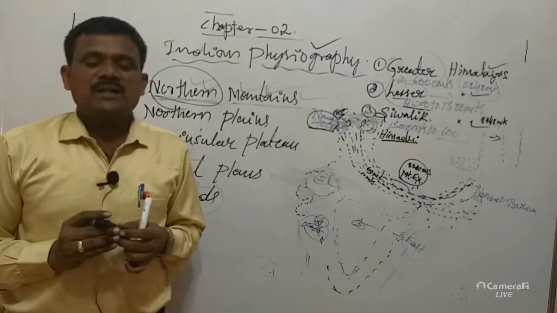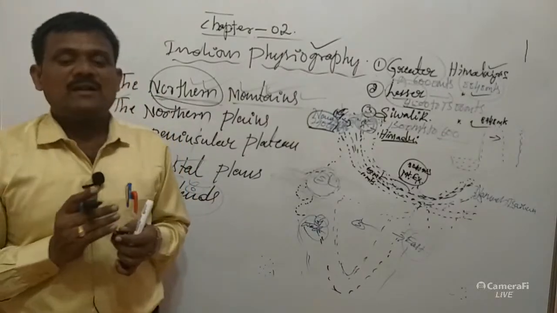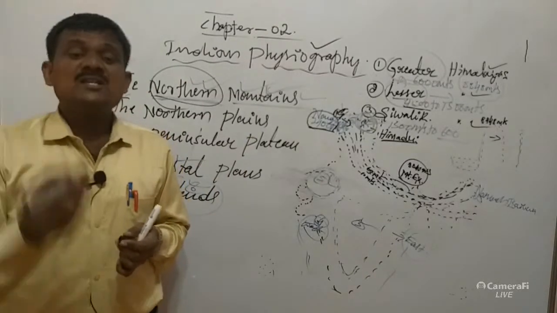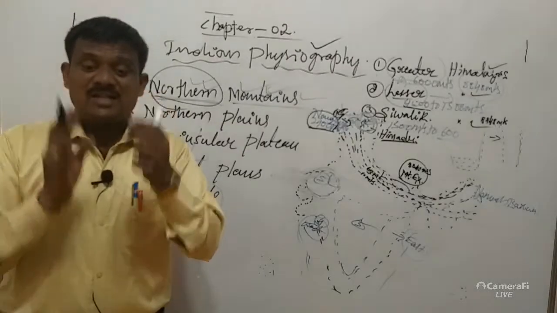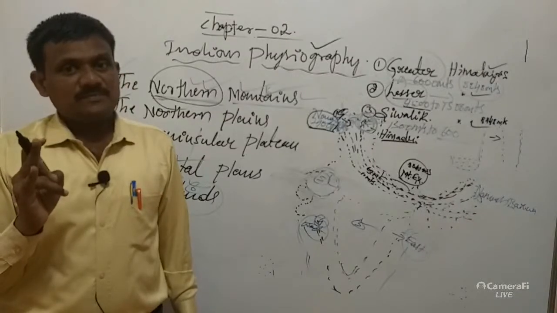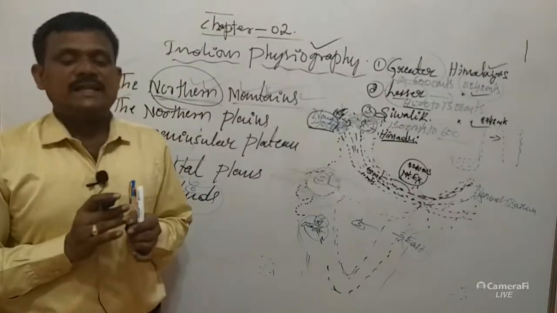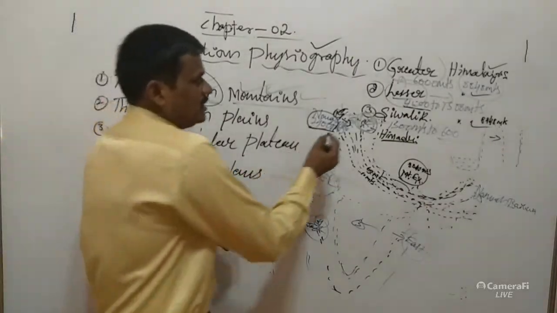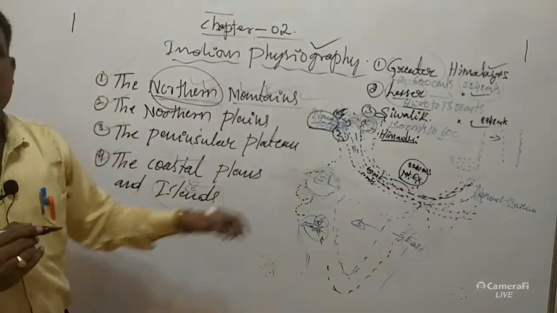Next, more important, the eastern part is fully covered with forest area, and many important parallel ranges are also concentrated here. And next, many major hill stations are there, sir. Which are the important hill stations? I told before, Shimla is here, Ranikhet is here, Mussoorie is here, Nainital is here, and Darjeeling is there. And this is the second important one, the Lesser Himalaya, which is also very important.